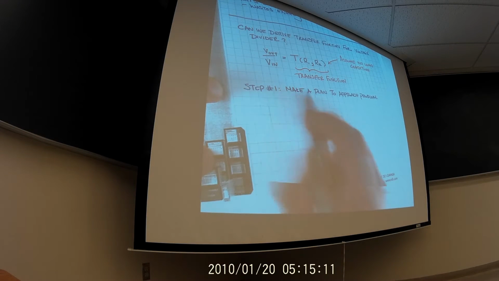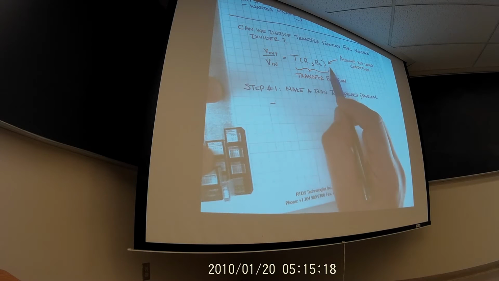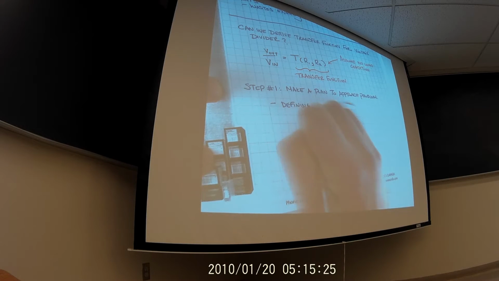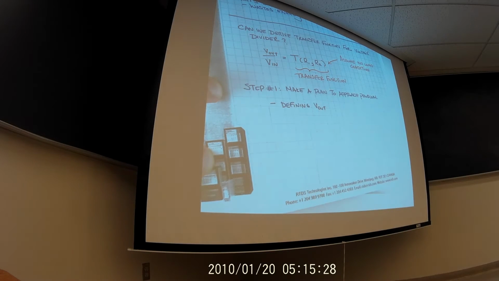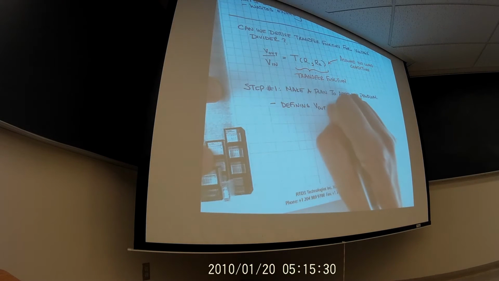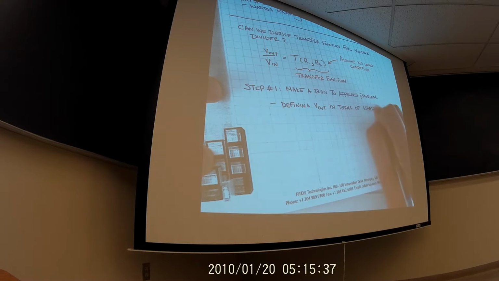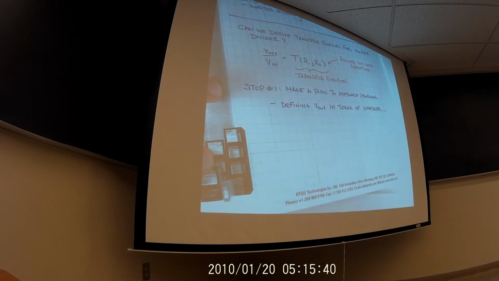You know that you want to define V out. Really, you could move this over here and say V out as a function of V in. So we want to start out by defining V out in terms of whatever we can. What I mean by whatever is that we have several different expressions that we can use that will define V out, and we'll try that.